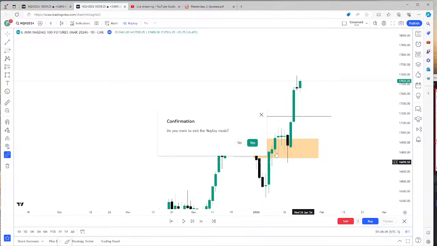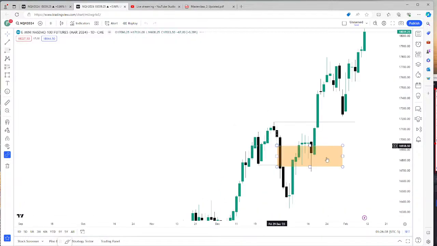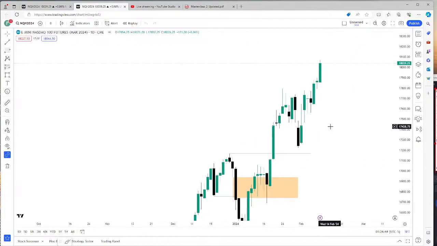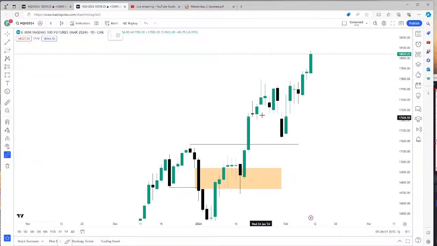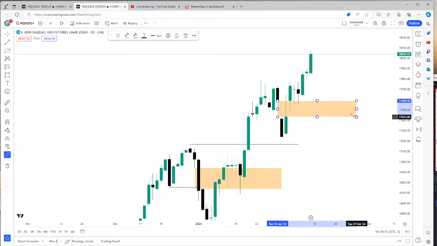Now, if we look at where price is at the moment, yeah, at the moment, if you have a look at where price is, we've created all these highs. Now, what's interesting here too, look at this. Look at this right here. Right there. Look at that.